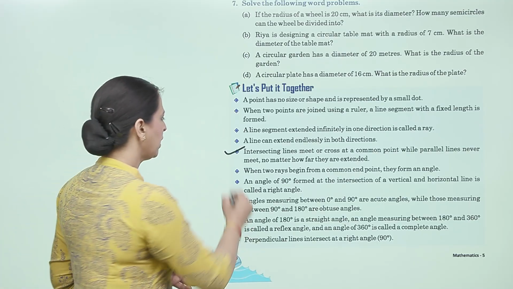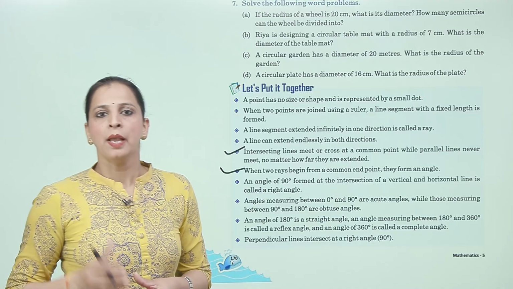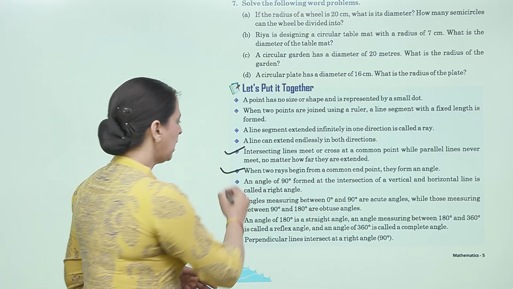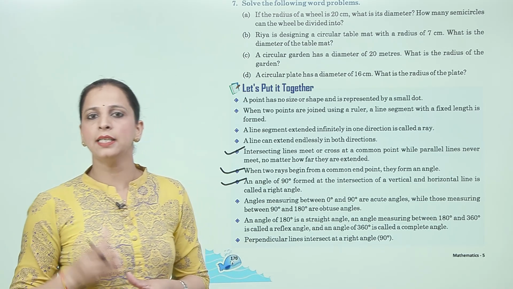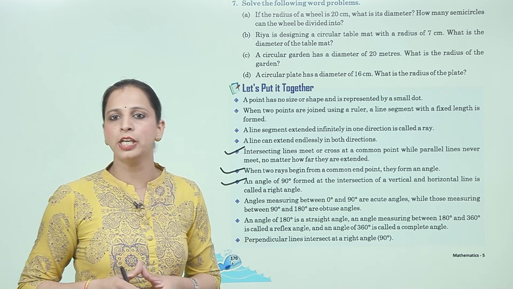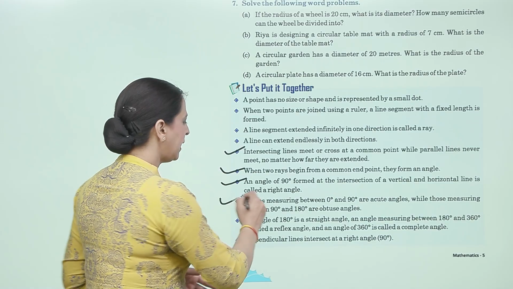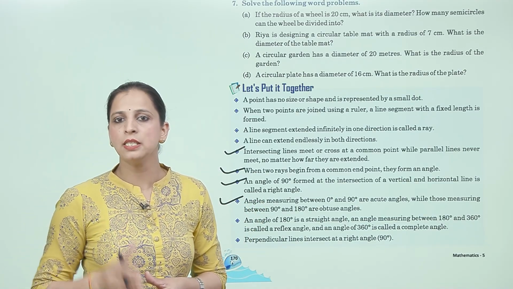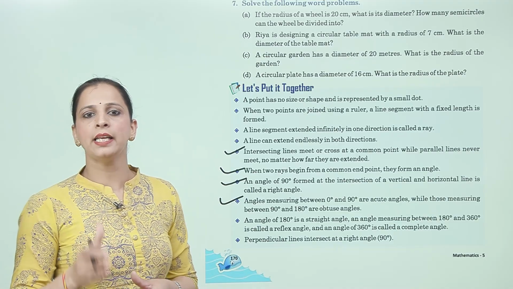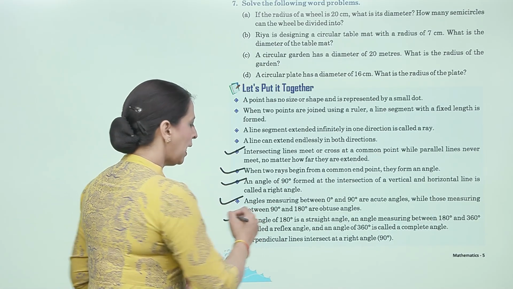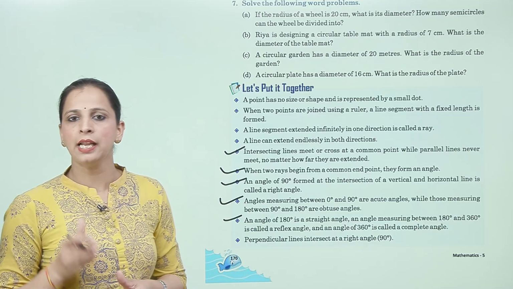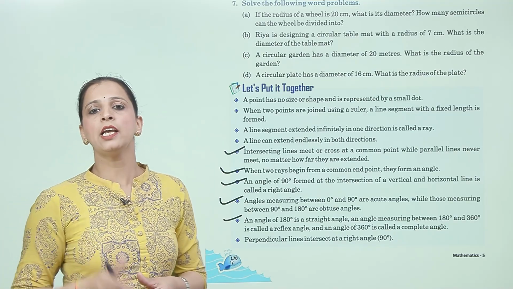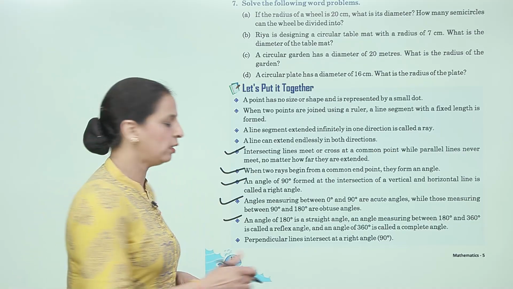are extended. Next, when two rays form a common endpoint, they form an angle. An angle of 90 degree formed at the intersection of a vertical and horizontal line is called a right angle. Next, angles measuring between 0 degree and 90 degree are acute angles, while those measuring between 90 degree and 180 degree are obtuse angles. An angle of 180 degree is a straight angle. An angle measuring between 180 and 360 degree is called a reflex angle. An angle of 360 degree is called a complete angle.